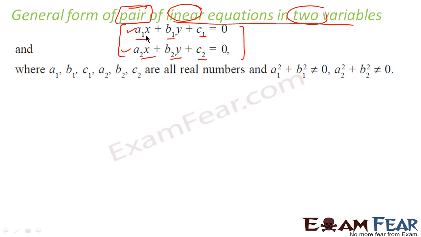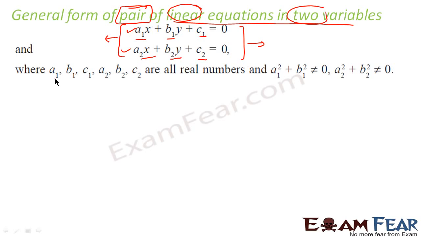Please make a note. This is called pair of linear equations of two variable because we have two linear equations of two variables. Correct? This is the general form of pair of linear equation of two variable. a1x plus b1y plus c1 is equal to 0, a2x plus b2y plus c2 is equal to 0. Please make yourself comfortable with this single form because we'll be using this very often.